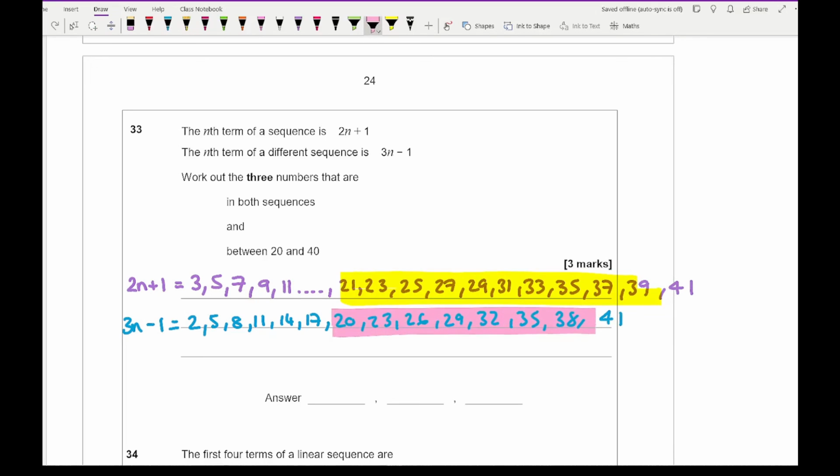So here I'm just looking for 3 numbers that appear that are highlighted in yellow and in pink. If I pick a colour that I've not used, let's go for red. They are going to be 23. They are going to be 29. And finally 35. And again, you can write those numbers in any order.